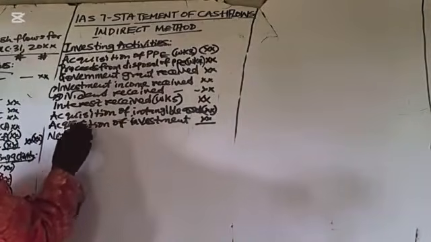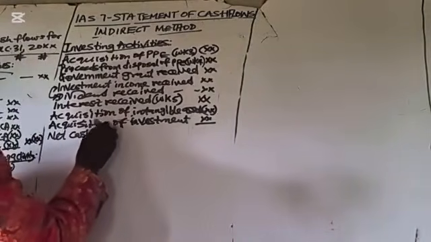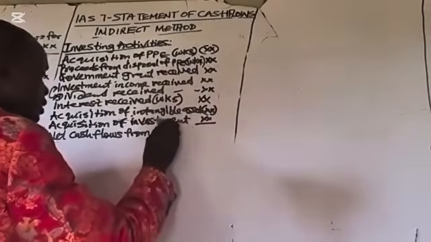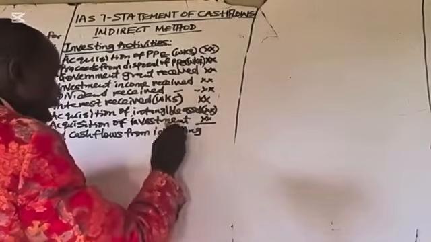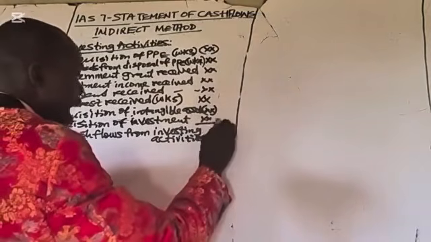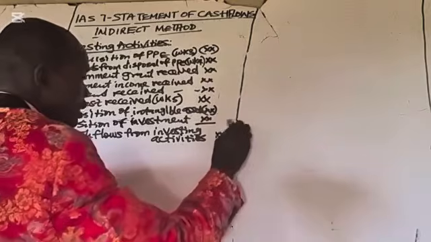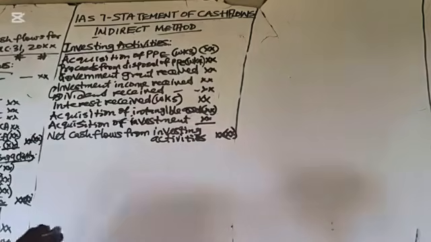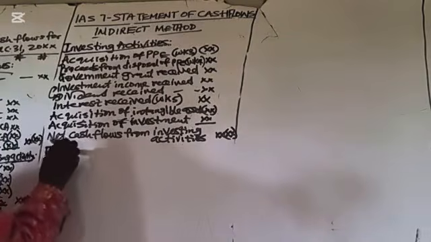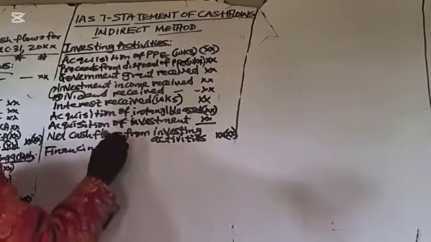Net cash flows from investing activities. It could be inflows or outflows. It could be plus or minus. After investing activities, the third heading is financing activities.